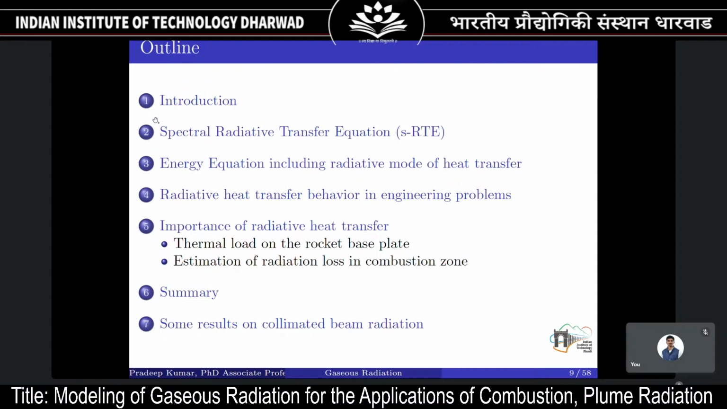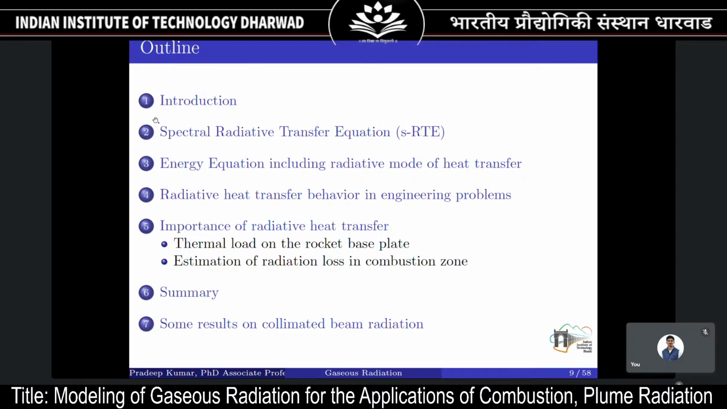Okay. So mostly I'm focusing on spectral radiative heat transfer, and I would like to introduce you to a new equation, the spectral radiative transfer equation. And when you take radiation into consideration, how your energy equation gets modified, and other equations you may know.